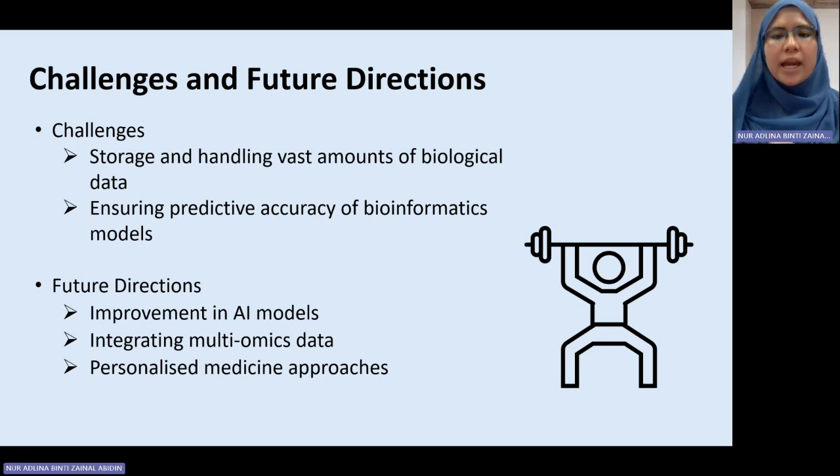Furthermore, with the use of AI being more common nowadays, there is a possibility of it being misused in bioinformatic analysis, leading to false claims and references. Thus, ensuring the predictive accuracy of bioinformatic models has never been more crucial, especially before being introduced to scientific publications.